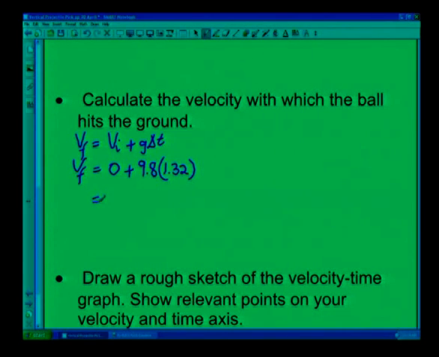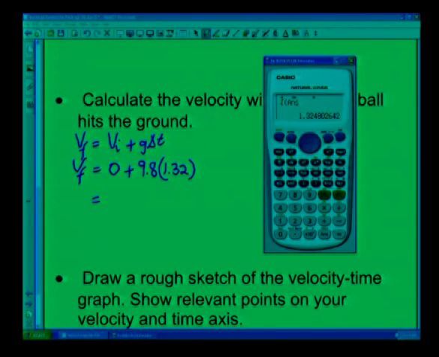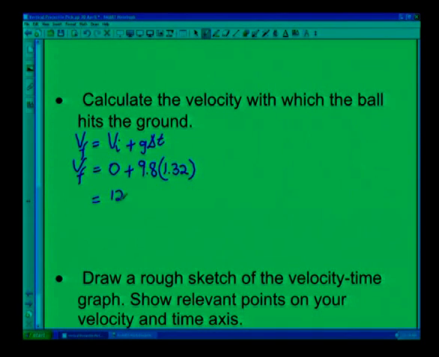So 1,32. And what are we getting from there? You can quickly use your calculator, 9.8 times 1,32 seconds. And it tells us that is going to be 12,936. Okay? So 12,936 will be 12,94 meters per second.